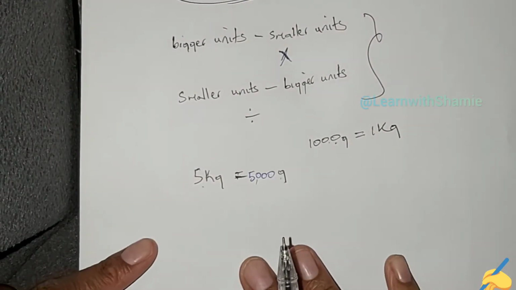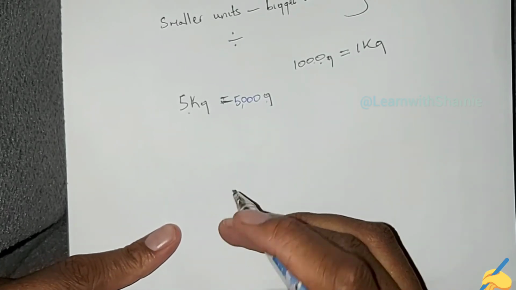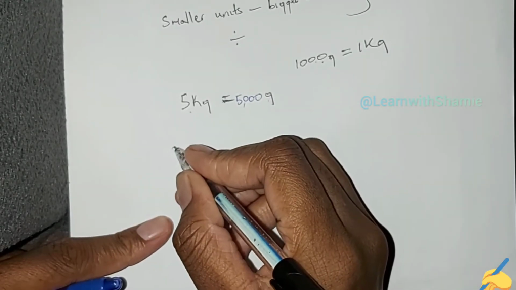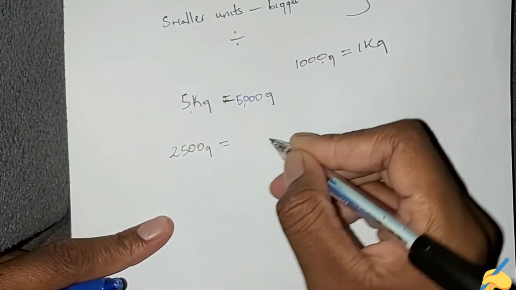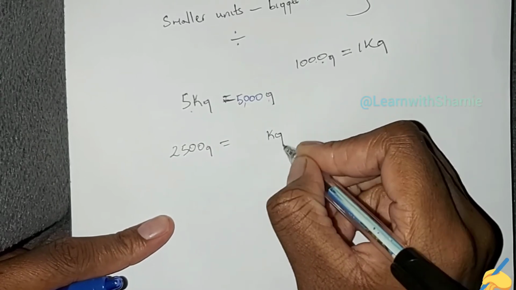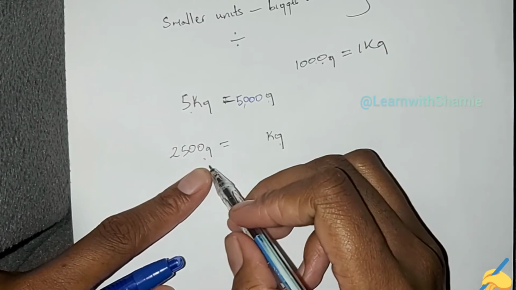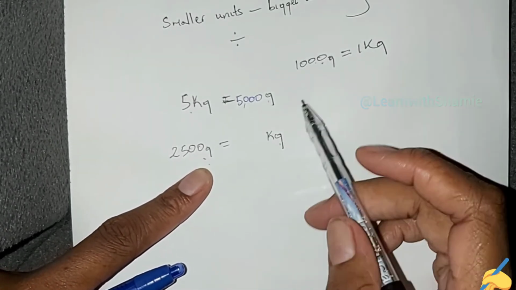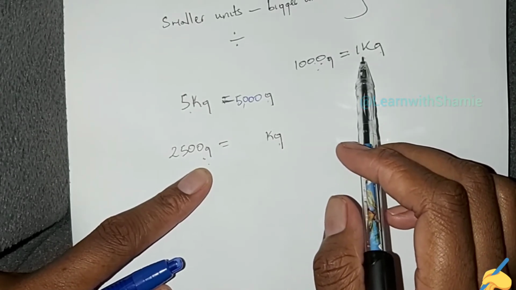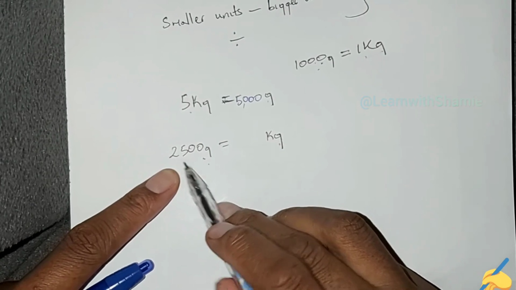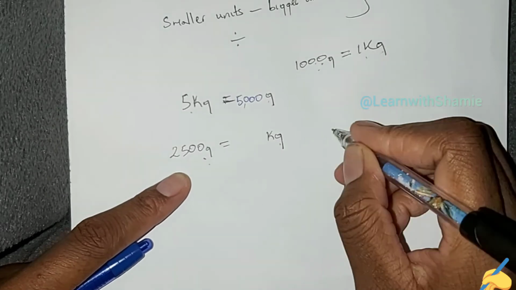I want to show you an example converting from a smaller unit to a bigger unit. So we're going to convert 2500 grams to kilogram. So we are converting from a smaller unit to a bigger unit, so we are going to divide. We know that 1000 gram is equal to 1 kilogram. So we're going to divide this 2500 by the 1000.